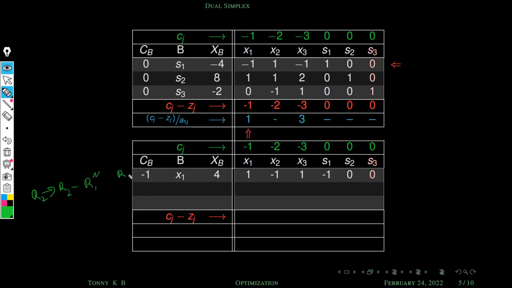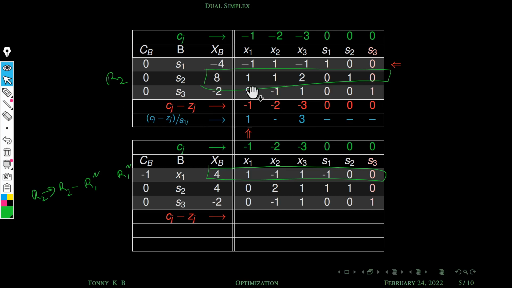Actually, this row is R1 new, right? This is our new R1. This is our R2. Okay, here R2 stands for this one. So we are going to apply this rule, R2 minus R1 new. So 8 minus 4, that is 4. Clear? And similarly, 1 minus 1, 0. 1 minus minus 1, that is 2. 2 minus 1, that is 1. 0 minus minus 1, that is 1. 1 minus 0, that is 1. 0 minus 0, 0. Clear? There is no change in the third row because this term is already 0. So this is a new table.